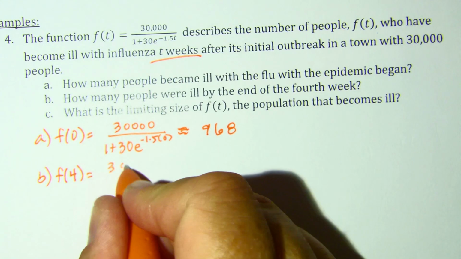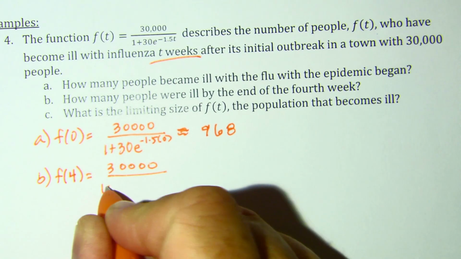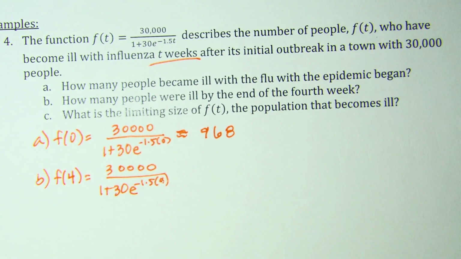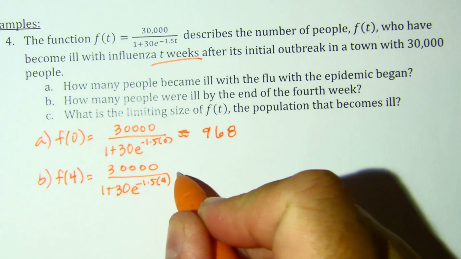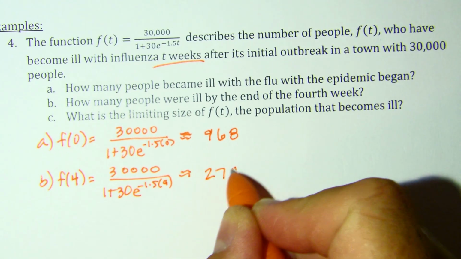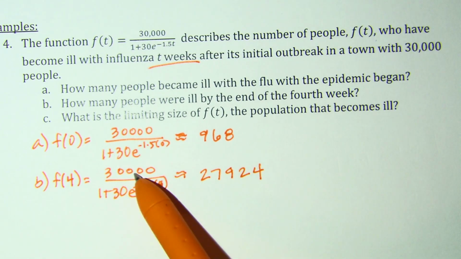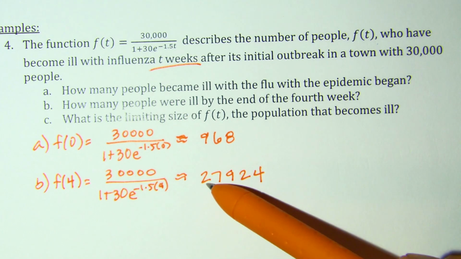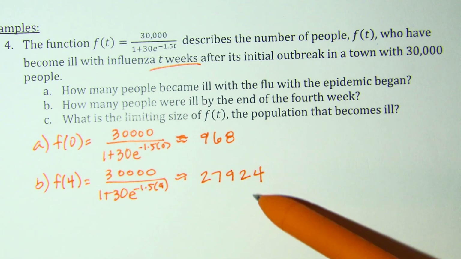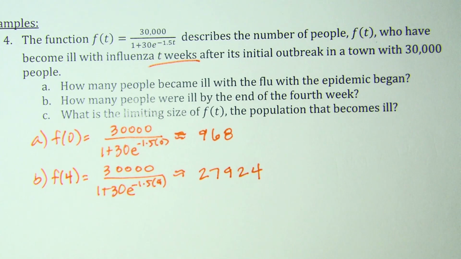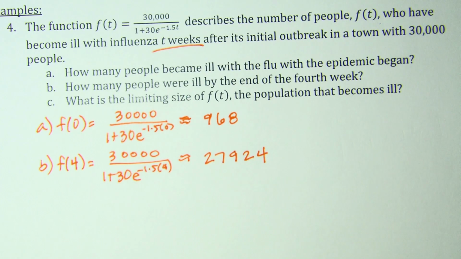Well, same formula, 30,000 over 1 plus 30 times e to the negative 1.5 times 4. And when we type that into our calculator, we get about 27,924. So there's 30,000 people in the town, and after 4 weeks, 27,924, almost 28,000 people have gotten the flu. So it doesn't take long for it to spread that fast. And with life in a pandemic not that long ago, we can see how quickly it spread in real life then.